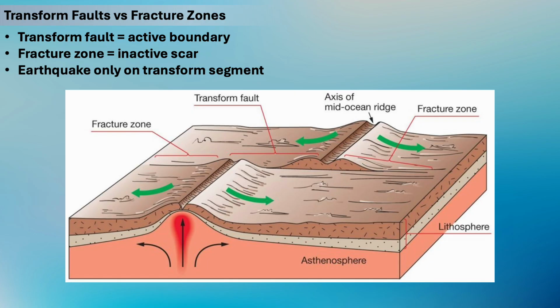Beyond the ends of the transform fault, the same linear feature continues across the seafloor as a fracture zone. In a fracture zone, both sides of the feature belong to the same plate and move in the same direction at the same speed. Because there is no relative motion, fracture zones are not plate boundaries and do not generate earthquakes.